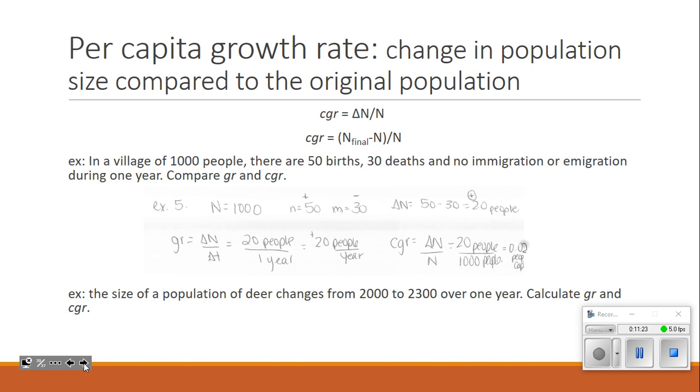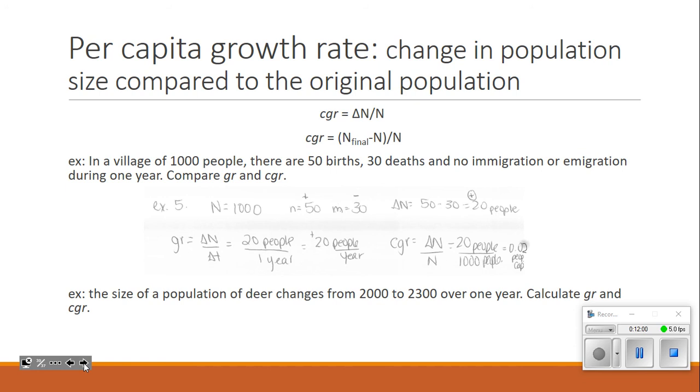Now here's the other side of the story. Per capita growth rate. This is the change in population size, but not over time. It's the change in population size compared to the original population. Okay? So it sounds similar, but it's not the same. The formula is also on your data sheet. So you do not need to memorize CGR equals delta N over N. But you do need to recognize when you use this formula and when you use the other one.